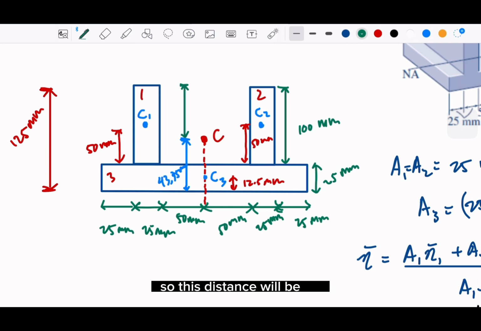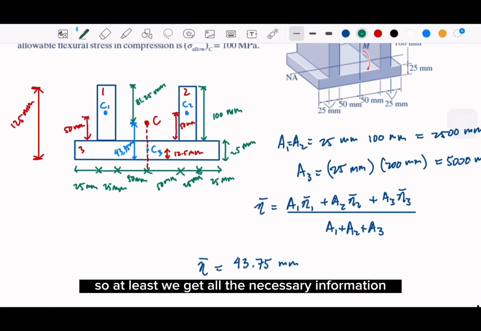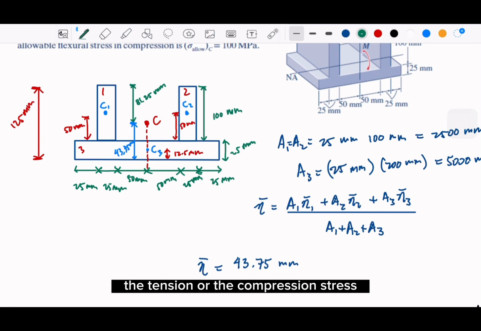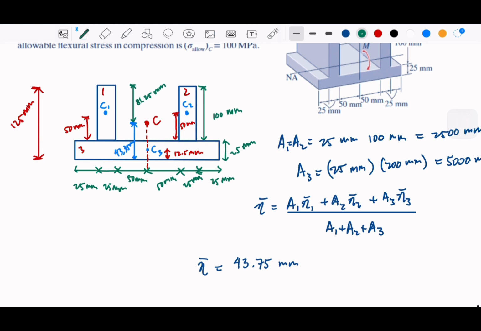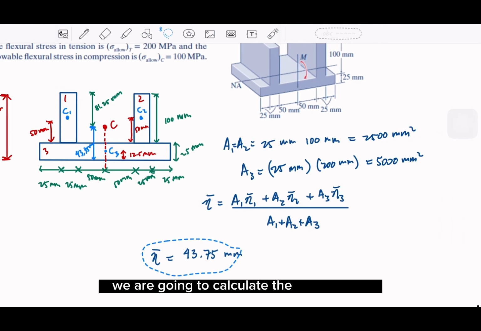So this distance will be 81.25 millimeter. Okay. So at least we get all the necessary information. The distance will be used later for finding the tension or the compression stress. And after we get this distance, what happens next is we are going to calculate the inertia.